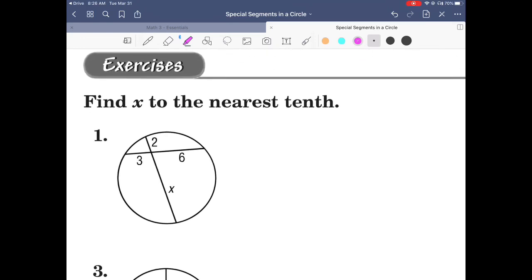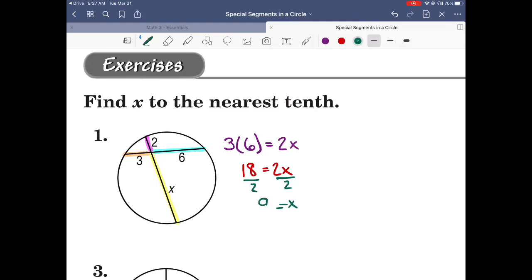Let's do a couple examples together. So we're going to do our segments of our chords. So 3 times 6 equals our other side, 2 times x. 3 times 6 is 18 equals 2x. And then it's a very basic equation. Divide by 2 and x equals 9.